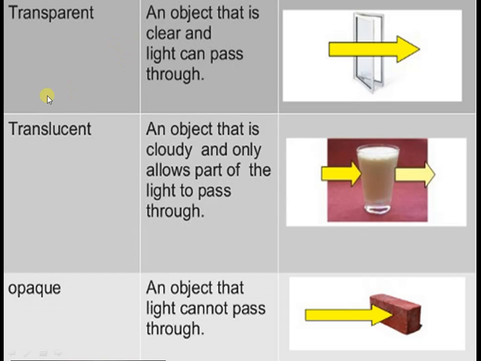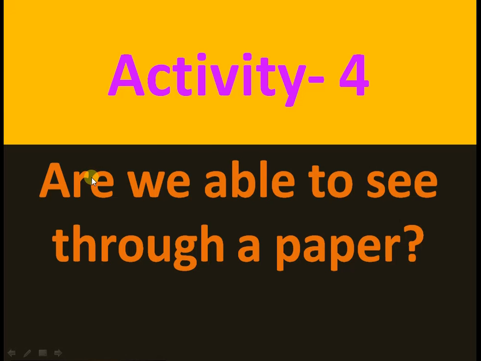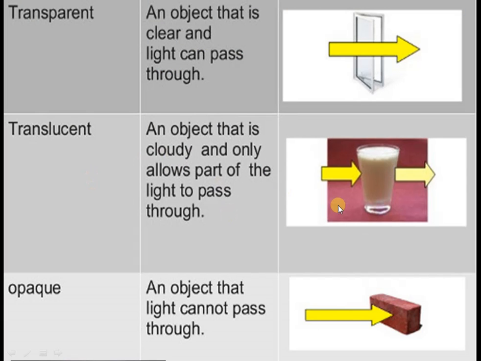Transparent materials. What is the definition of transparent? An object that is clear and light can pass through it is called transparent materials. Translucent: an object that is cloudy and only allows part of the light to pass through. Opaque: an object that light cannot pass through.